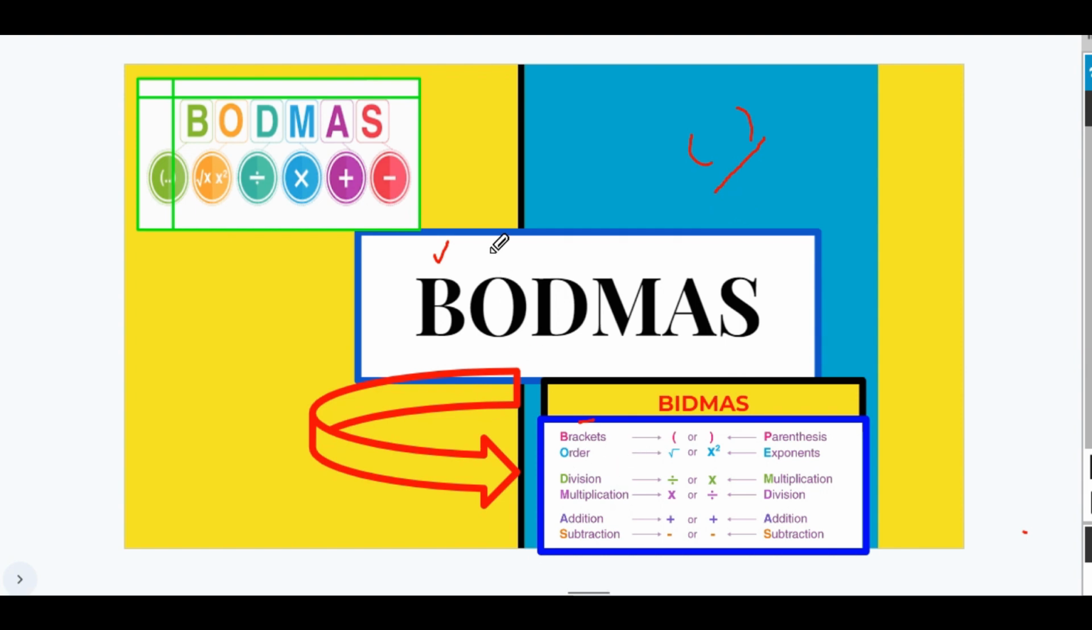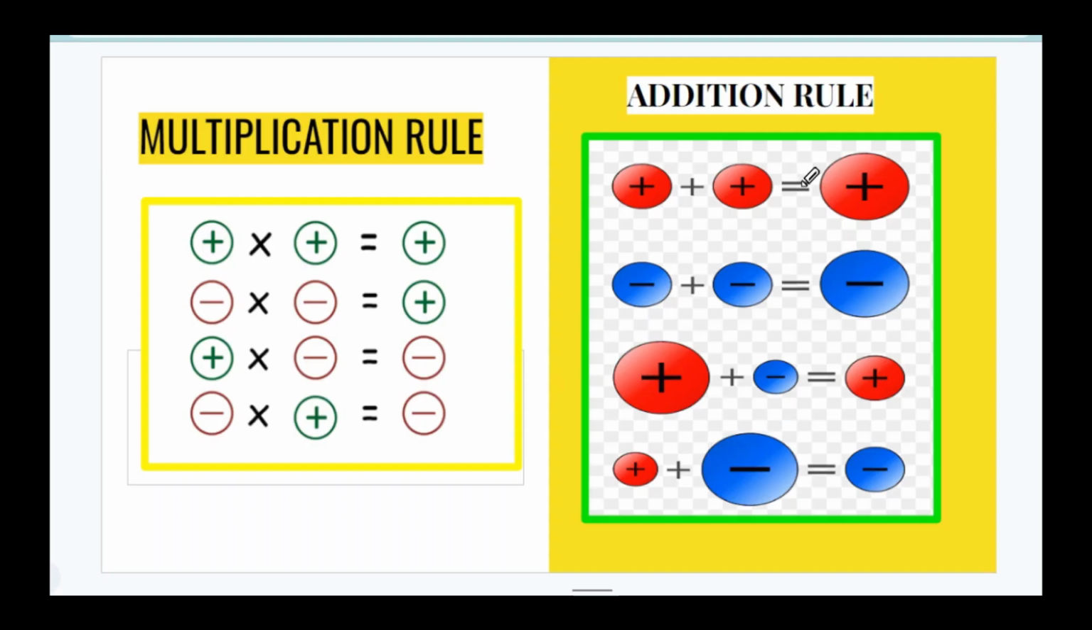The next thing is orders, which can be squares, cubes, exponents and roots. The third thing is division, dividing the numbers, and then we have multiplication, addition, then subtraction. By this order we are going to do our questions. Before going into our questions, we need to know about the multiplication and addition rules. One by one we are going to learn it because it's very important.